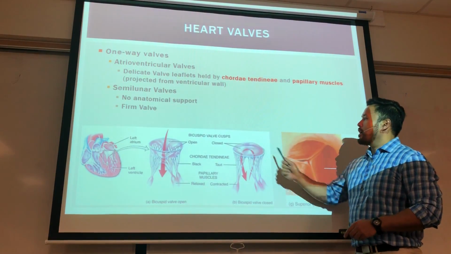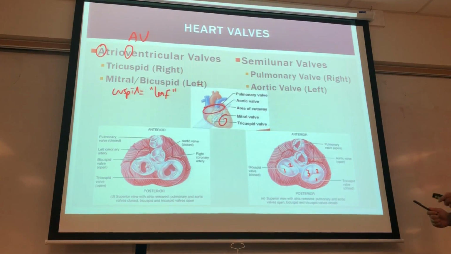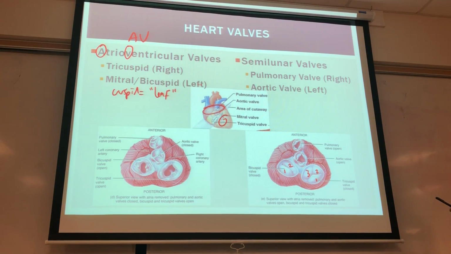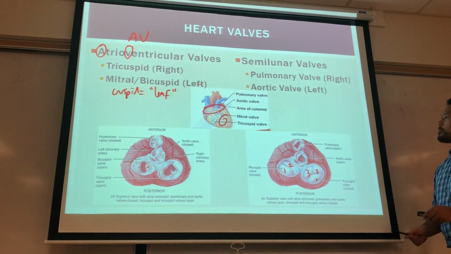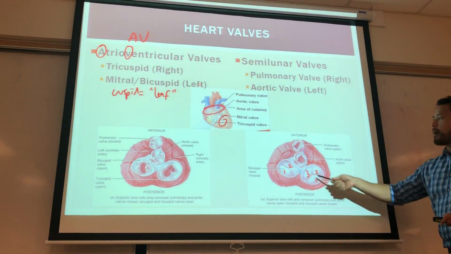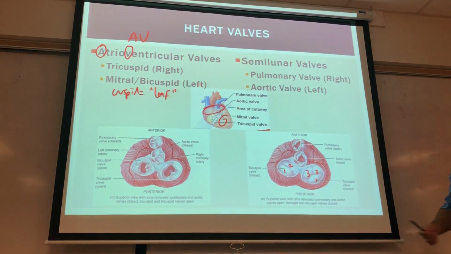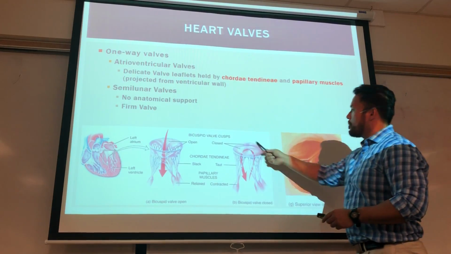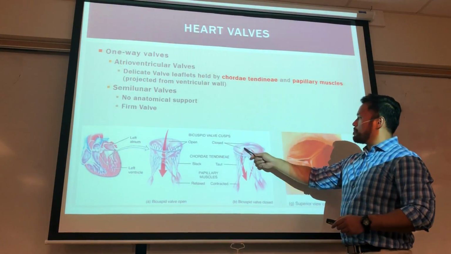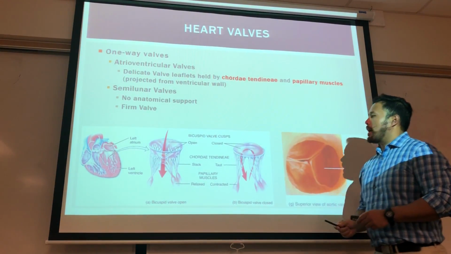bicuspid valve. Again, one thing I want to go back to, one way that I remember which one is which. We know that tricuspid is on the right, bicuspid on the left. Something I always remembered, a little mnemonic for myself, was try right, bi left. And that way you can remember. Try right, bi left. Now, here we can see the bicuspid valve for the left side of the heart. You can see the two leaflets here.